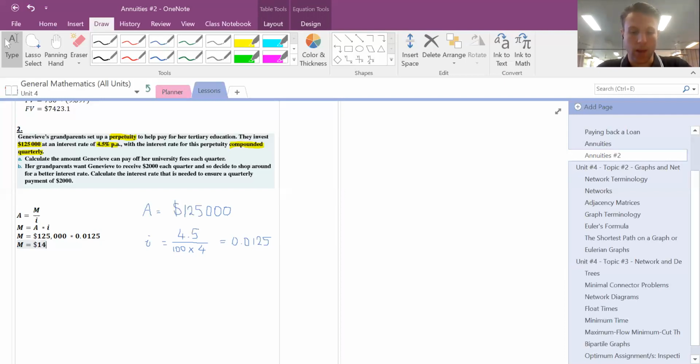Leaves us with $1,406.25 every quarter. So I can write that in after. So they've made a sum of money, $125,000, and I'm going to be taking a guess that the amount they're going to be paying off for a tertiary education might be a little bit more than $125,000.